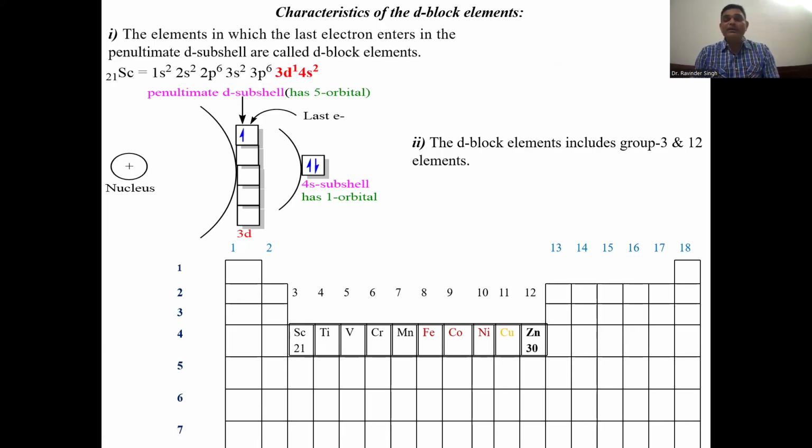So when discussing the period, you just see the last shell, the maximum shell. The last shell is the 4th shell, so it is a 4th period element. So the first element is scandium. The d block starts from scandium, atomic number 21. In the first series of the d block, the range is from scandium 21 to zinc 30. These are the 10 elements, and you can learn them like this.